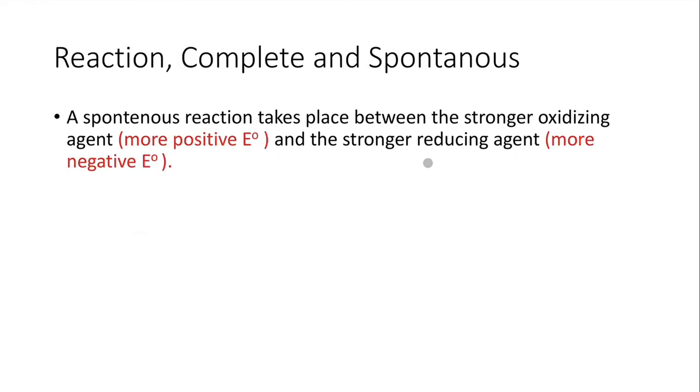The last idea is how the reaction is spontaneous. A spontaneous reaction takes place between the stronger oxidizing agent, which has the more positive E node, and the stronger reducing agent, which has the most negative E node. Okay, hope that it's clear now. I want to talk about the completeness of the reaction. How can we say that the reaction is complete or not? One, delta E node is above 0.3 volt.